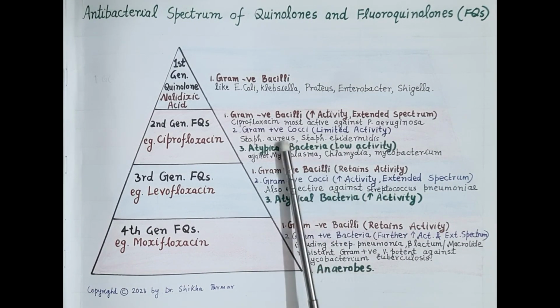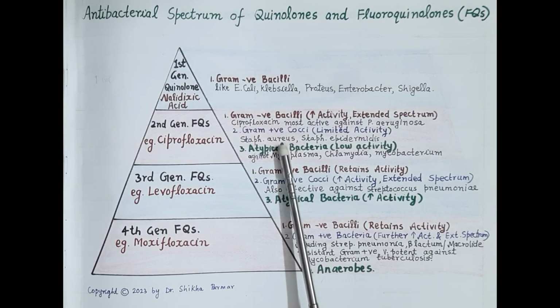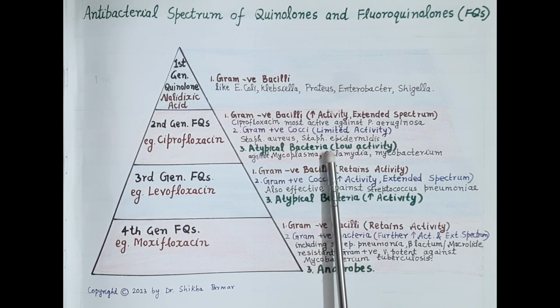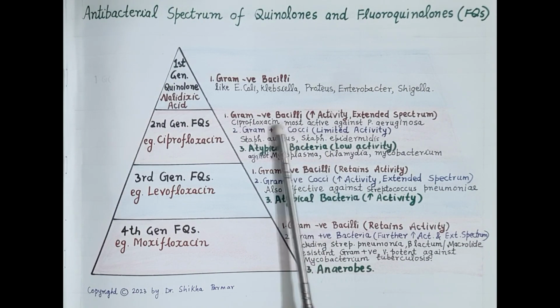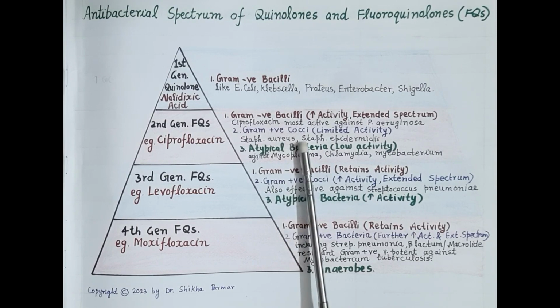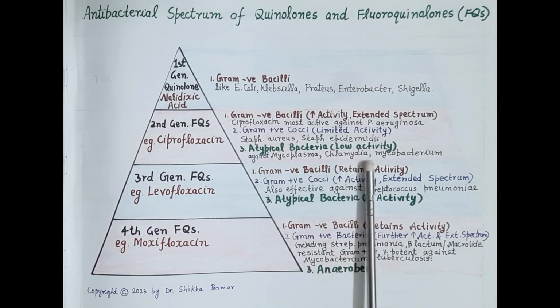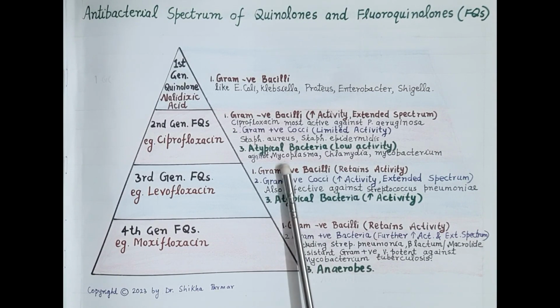It shows limited activity against gram-positive cocci. It is effective only against Staphylococcus bacteria like Staphylococcus aureus, Staphylococcus epidermidis, including methicillin resistant Staphylococcus aureus. Now, ciprofloxacin is not effective against Streptococcus pneumonia, and thus it is not used for the treatment of respiratory infections. Now, in addition to gram-negative bacilli and gram-positive cocci, ciprofloxacin also shows low activity against atypical bacteria.